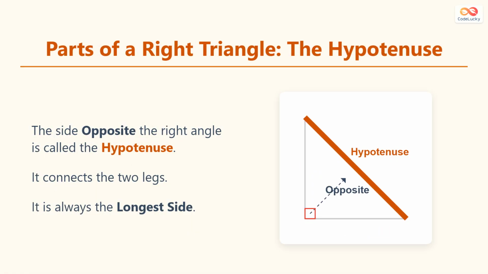The third side has a special name too. It is called the hypotenuse. The hypotenuse is the side opposite the right angle. It is always the longest side of the right triangle because it connects the 2 legs.